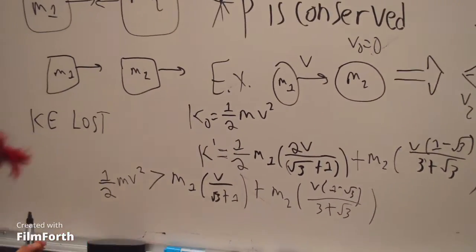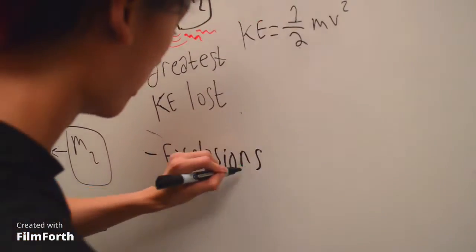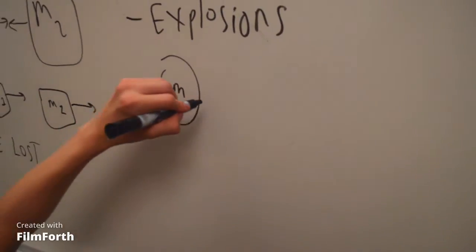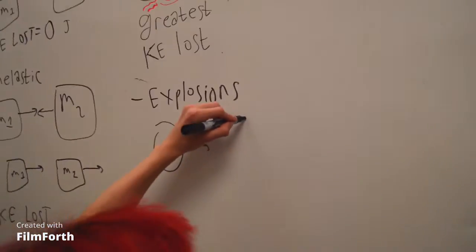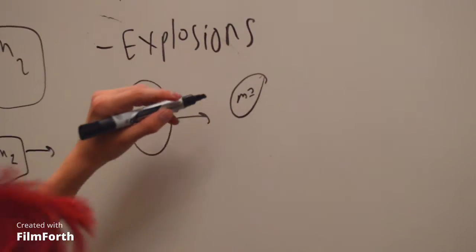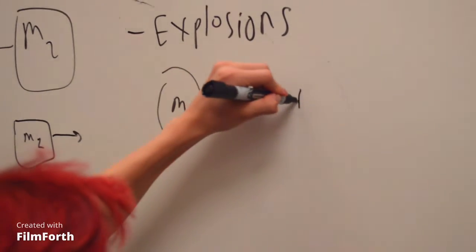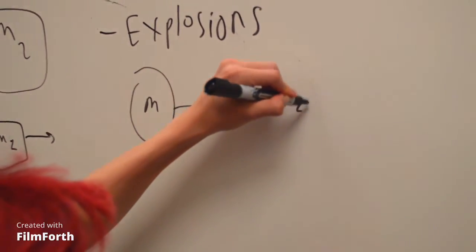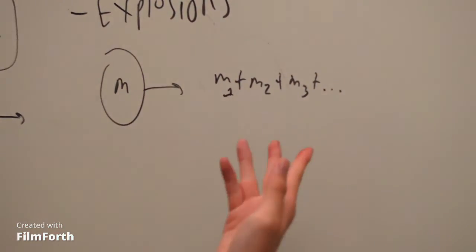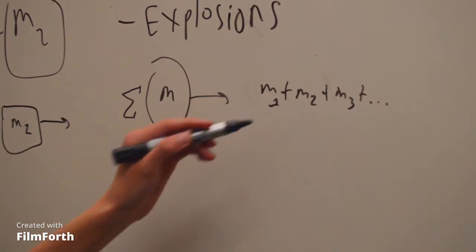There's also one more example that I want to do, which usually you probably won't learn in Physics 1. In an explosion, let's say we had a mass M. A few seconds later, it explodes into, it doesn't have to be 3 equal pieces, it's not always 3 equal pieces. It basically just explodes into multiple pieces, like M1 plus M2 plus M3 plus dot dot dot, meaning as many as possible. So this I like to call sigma m, the sum of the masses, and then it becomes that.